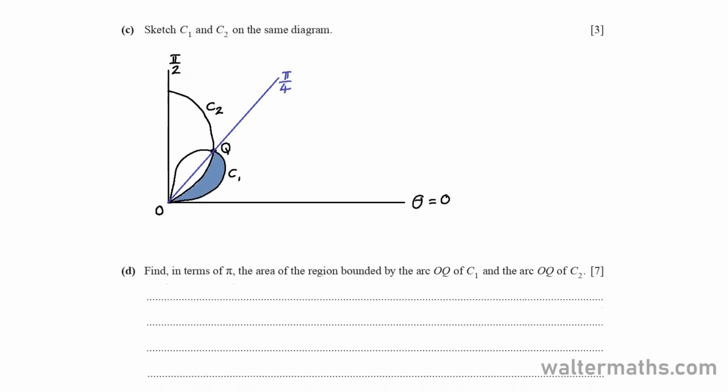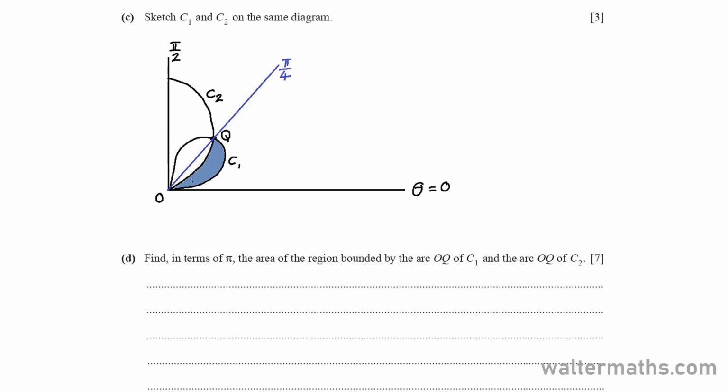Now to find the area, we will need to first find the area of the region bounded by C1 from theta equals 0 to theta equals pi over 4, and subtract the area bounded by C2 from theta equals 0 again to theta equals pi over 4. So we are saying the area is equal to the integral from 0 to pi over 4 of half of r squared.